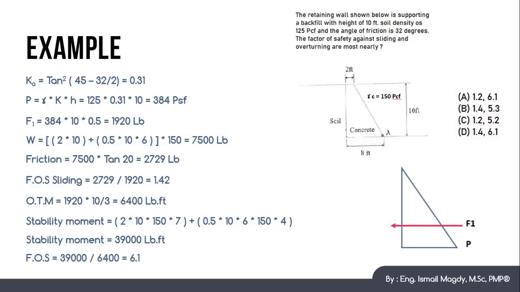So the factor of safety is 39,000 pound-feet over 6,400, which will equal 6.1. So this is the answer, which is D, 1.4 for the factor of safety against sliding, and 6.1 for the factor of safety against overturning.